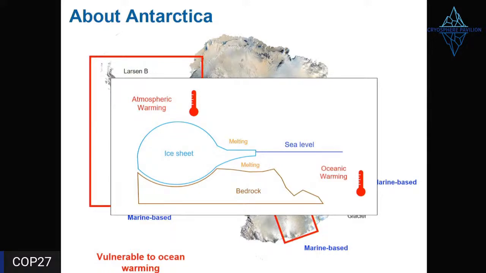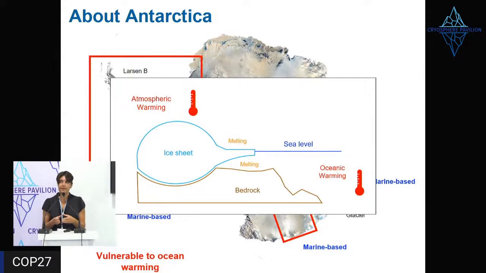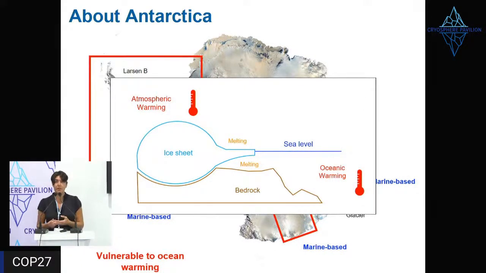So Antarctica is full of these marine terminations of glaciers, much more than Greenland, for example, and most of them are much larger because Antarctica is much larger than Greenland. The particularity of Antarctica is to have most of the outlet glaciers floating on the ocean, which makes the floating part very vulnerable to oceanic warming.